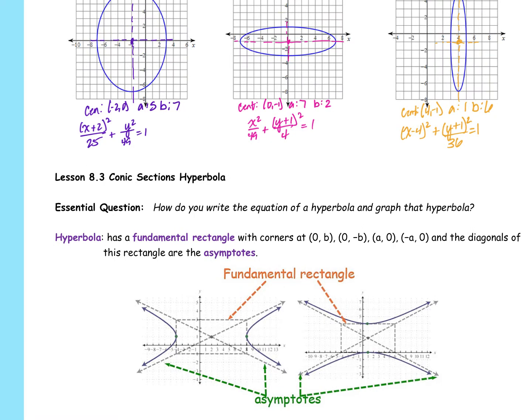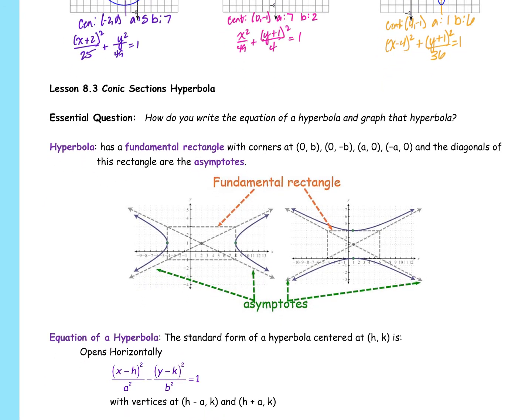Okay, so a hyperbola has a fundamental rectangle, and you can see the little dotted rectangle in here, with corners at (0, B), (0, -B), (A, 0), and (-A, 0). The diagonals of this rectangle are the asymptotes, the dotted lines here. My hyperbola curve doesn't cross those asymptotes.